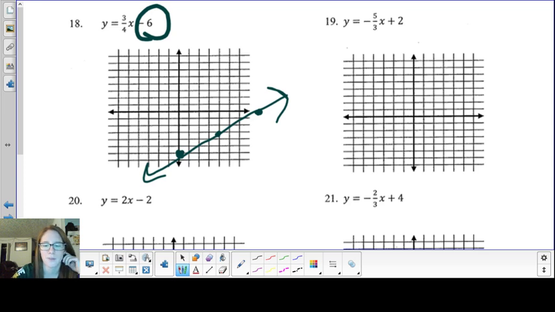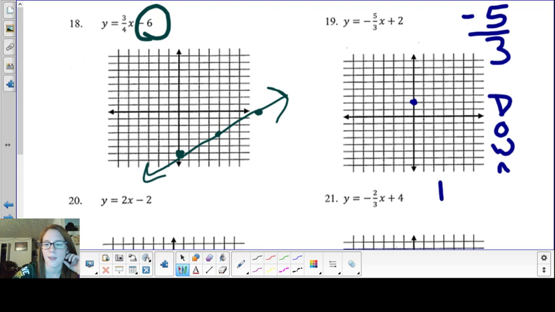All right, last one I'm doing with you. We're going to start up 2. Now, this is negative. So if it's -5 over 3, we're going to go down, then right. So we're going to go down 5, 1, 2, 3, 4, 5, to the right 3, 1, 2, 3. Then we're going to connect our dots.